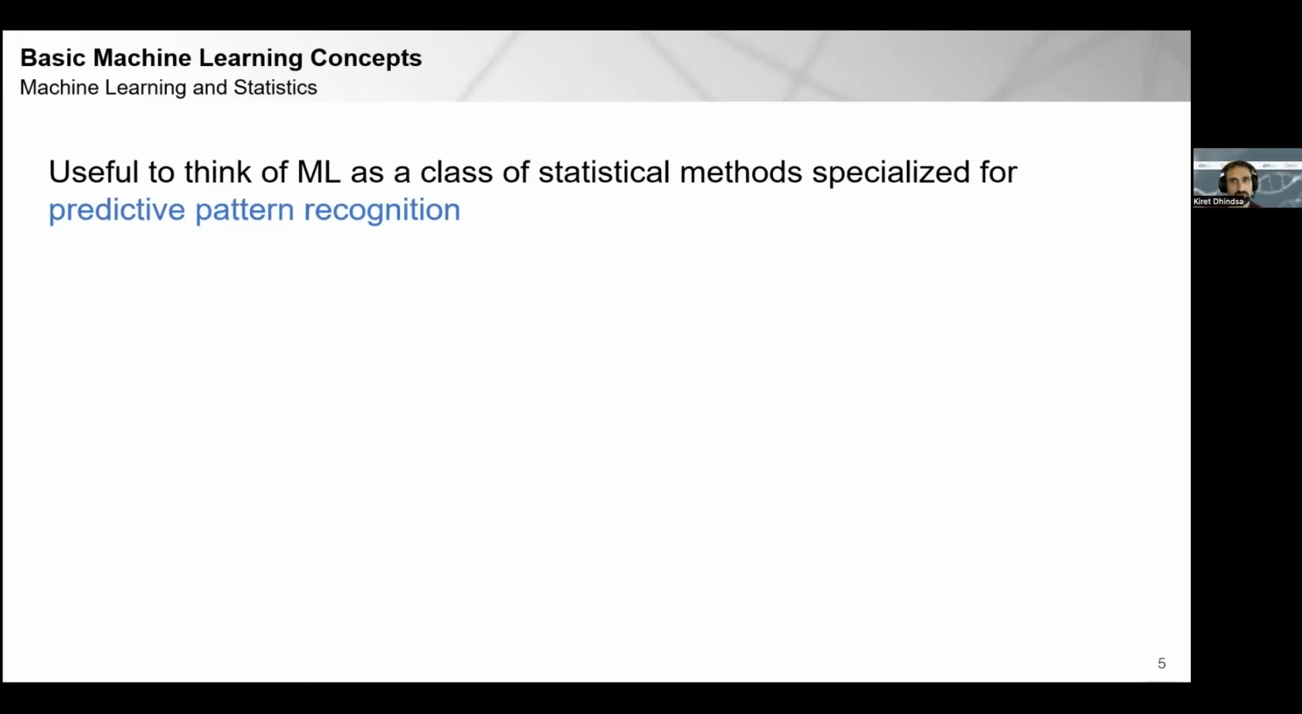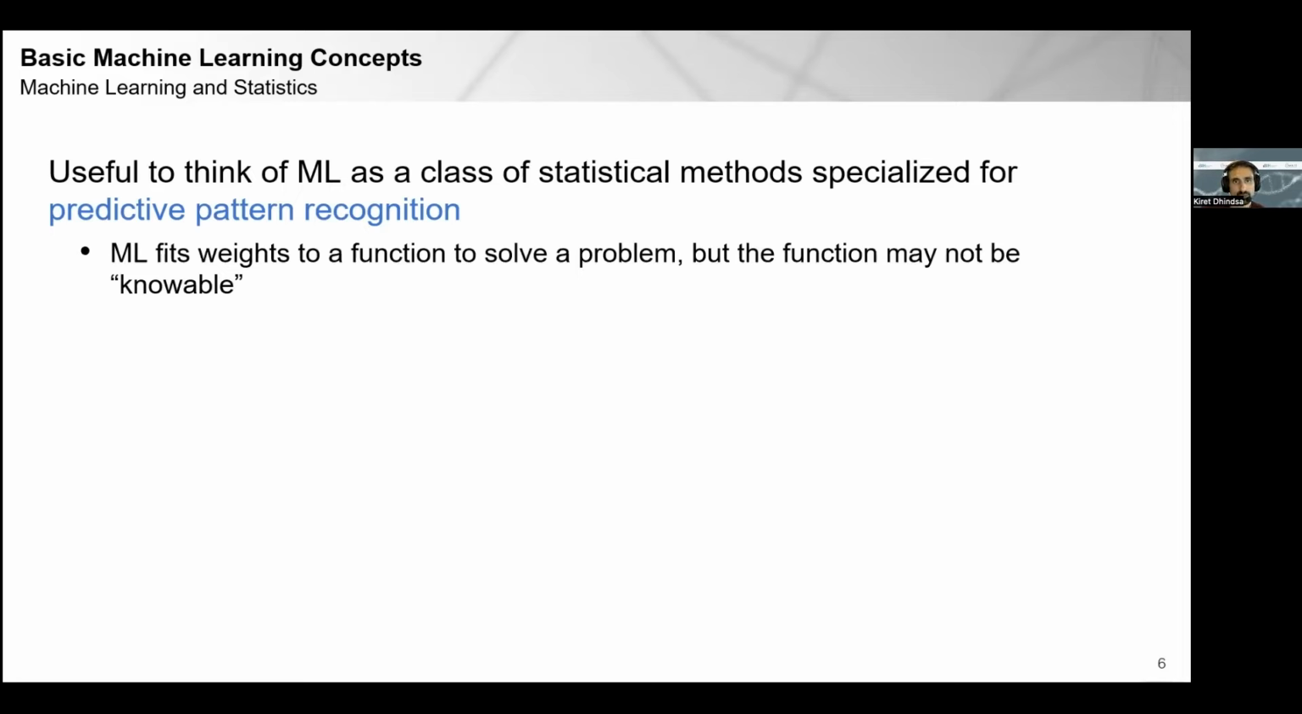So let's find out what machine learning is and some of the basics. Just because there's a lot of hype in general about machine learning, and a lot of confusion about what machine learning and AI actually is, I think it's very useful to think of machine learning as a special kind of statistical method. In particular, it's geared towards predictive pattern recognition. So it's closely related to inferential statistics, but it has a little bit more flexibility in how it can be applied. And we're especially looking at methods that allow us to make predictions about new data.